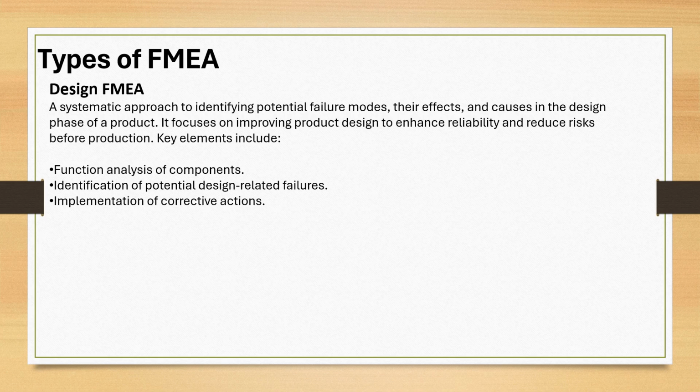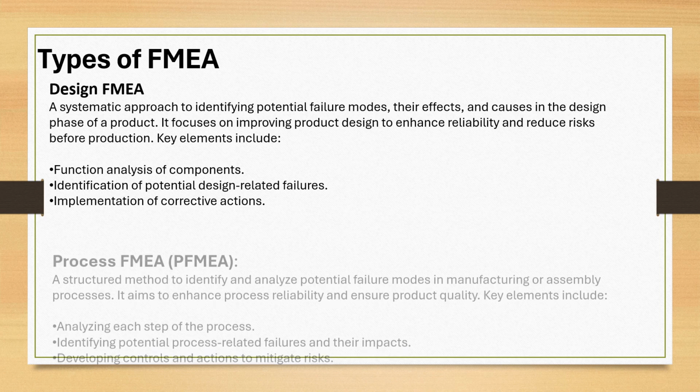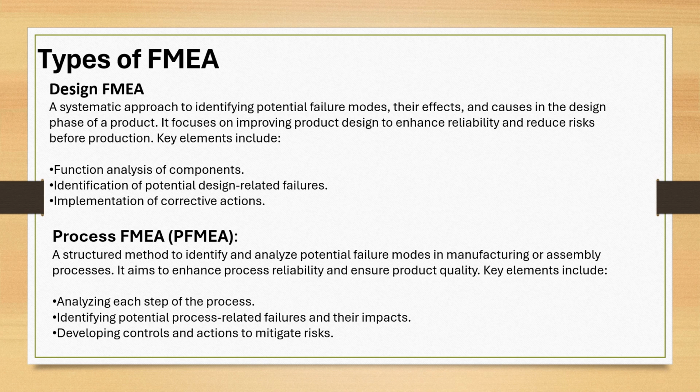So by addressing potential issues early, design FMEA ensures a robust and reliable product design, right? So let's understand the next, that is process FMEA. The process FMEA is a structured method used to identify and analyze potential failure modes within manufacturing or assembly processes, right? So the objective of process FMEA is to enhance the process reliability and ensure consistent product quality, right?